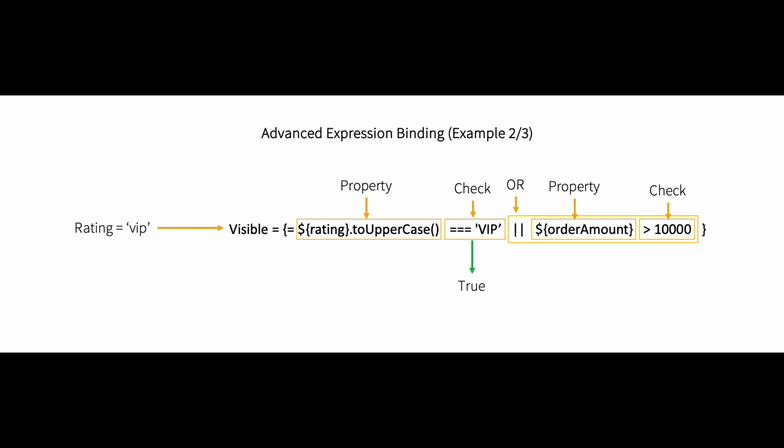So here we can see if we enter rating into this binding, the result will be true. However, if we enter no rating and our order amount being 5,000, the result will be false.